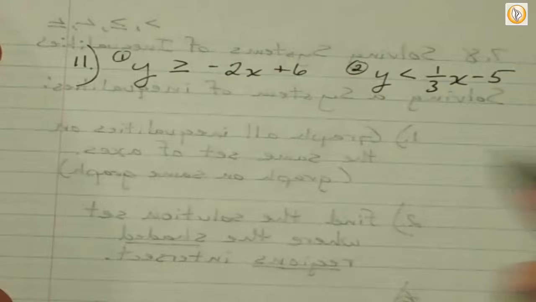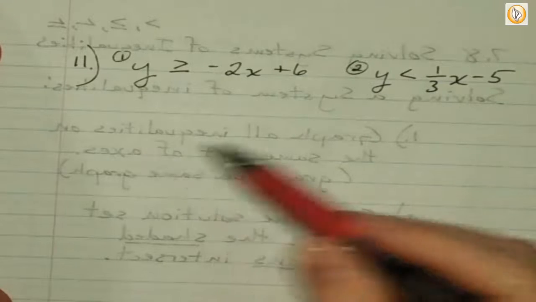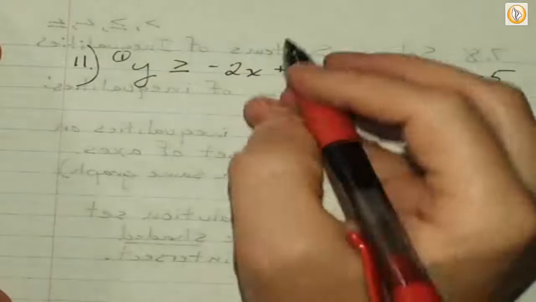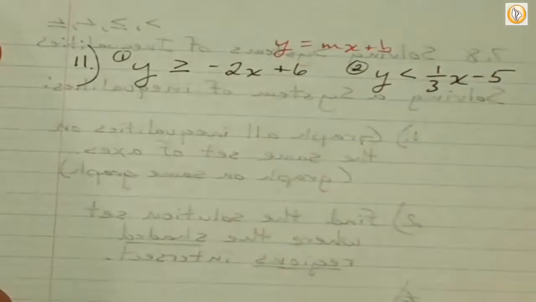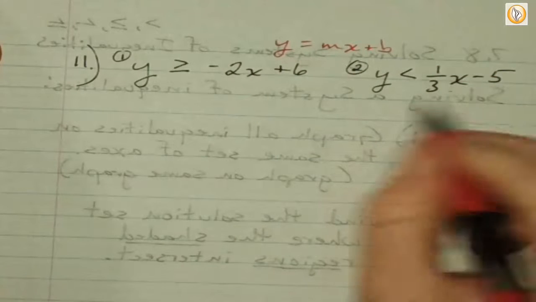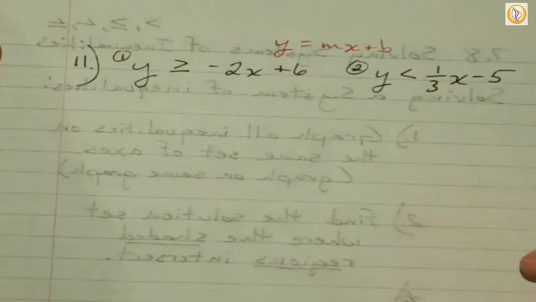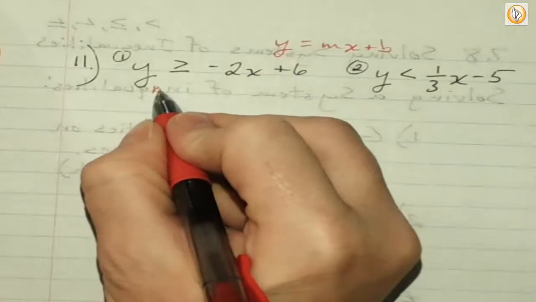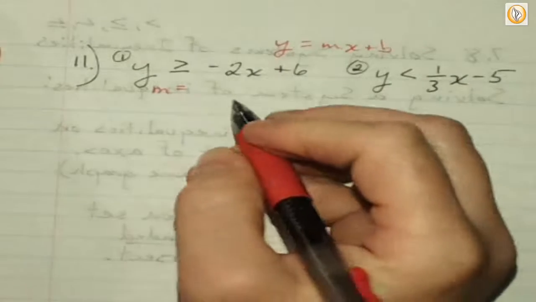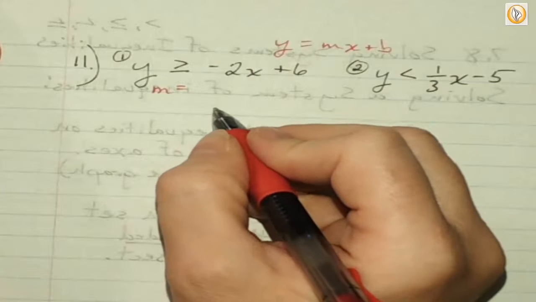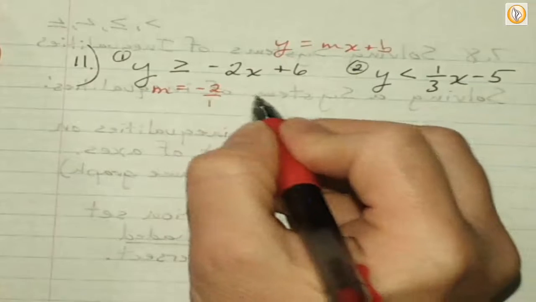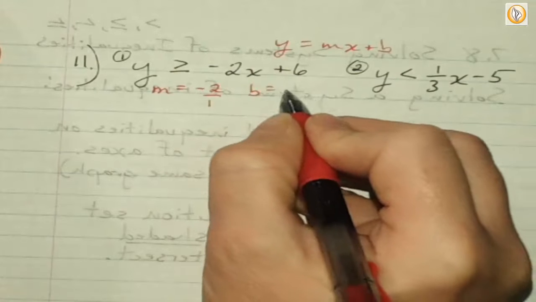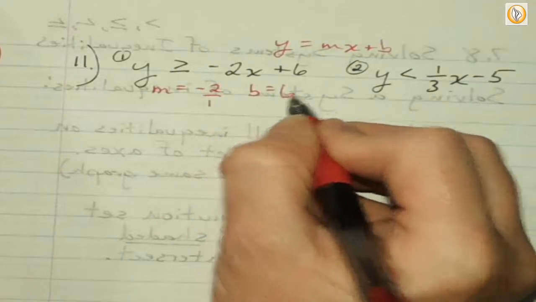Okay, first of all, are these in y equals mx plus b format? Yes, they are. So we don't have to do any rearranging to get them there. So let's label what our slope is. Cecilia, what's our slope? That's right, negative 2 over 1. Good job. Our y-intercept, there you go.